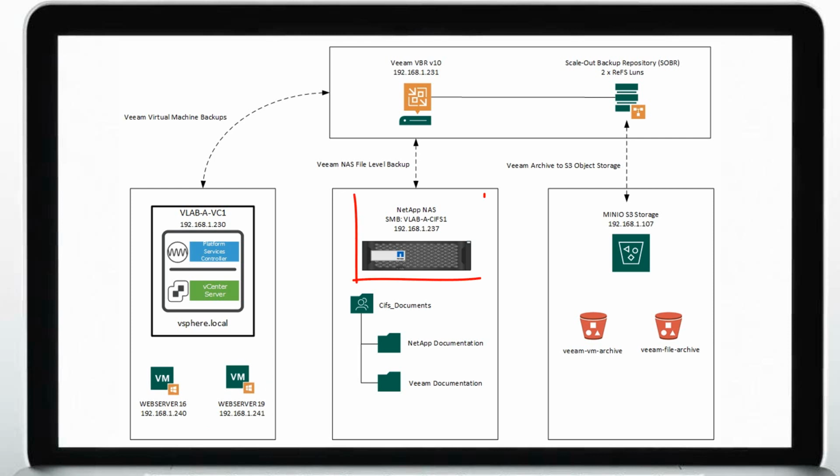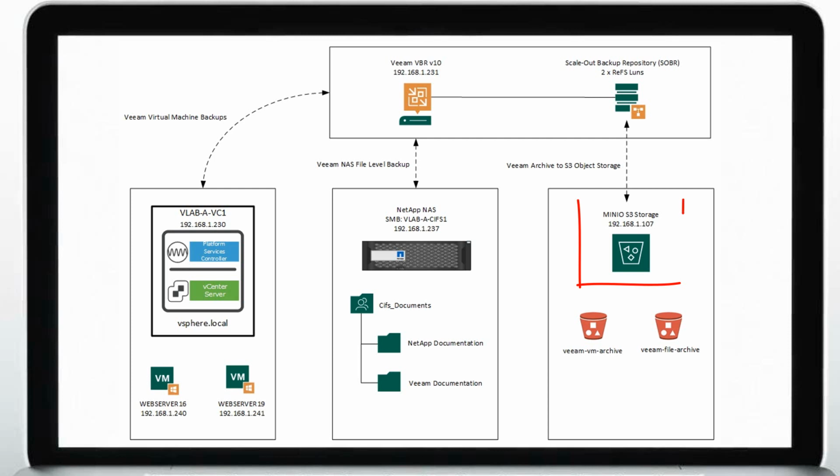If we move over to the NetApp object in the center, you can see that we're running a CIFS server, and the CIFS server is called VLab-A-CIFS1. And within that CIFS server, we have a share called CIFS_documents. And then we have two folders. So we have a NetApp documentation, and we also have a Veeam documentation. So within there is just a couple of PDFs from user guides, etc.